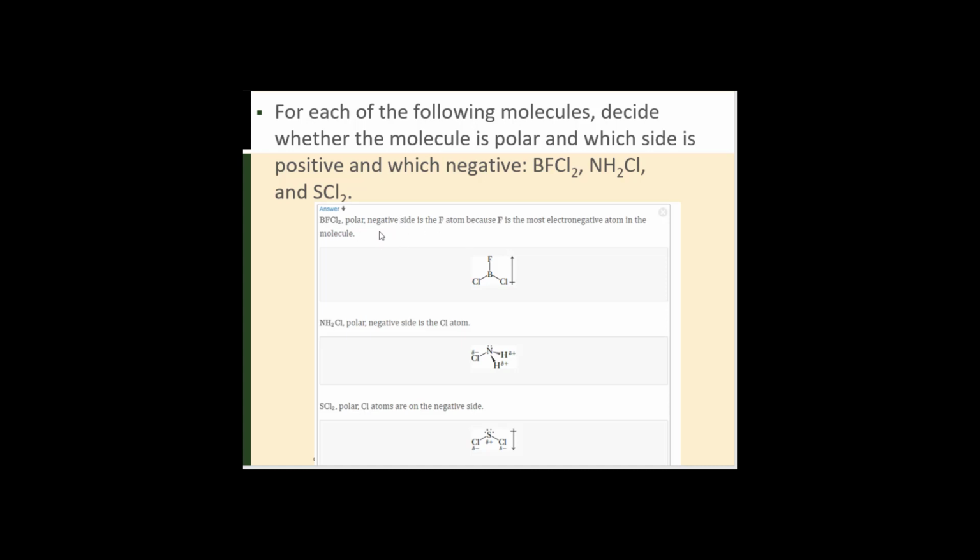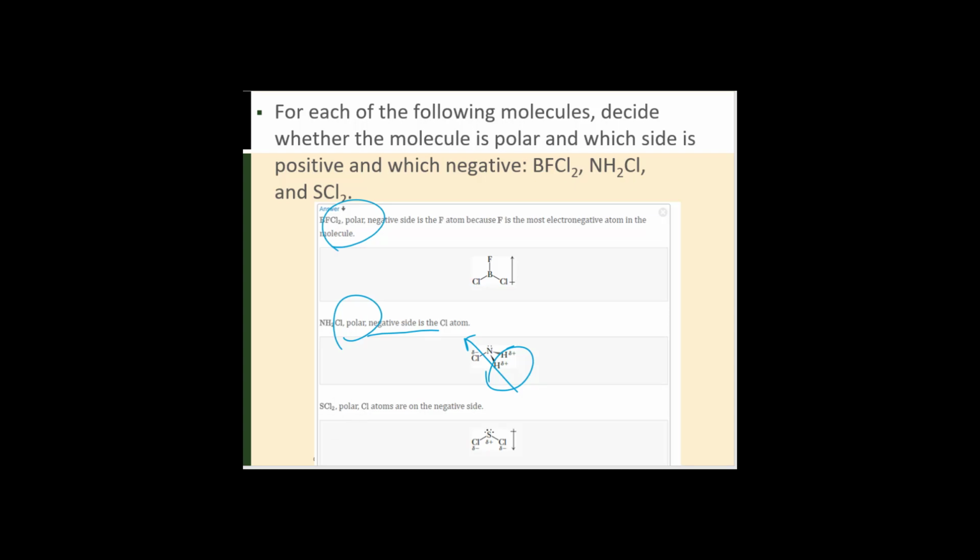BFCl2 is polar. We know that the negative side of the fluorine atom is the most electronegative, looking at the bonds between BCl, BCl, and BF. So there's not that symmetry. And the F is definitely the more electronegative. So the arrow will be pointing up. NH2Cl is also polar. And when we looked at those differences in electronegativity, the negative side of the chlorine atom is the most electronegative. And we know that the hydrogen end is the most slightly positive, sorry. And so our electronegativity would be in this direction.